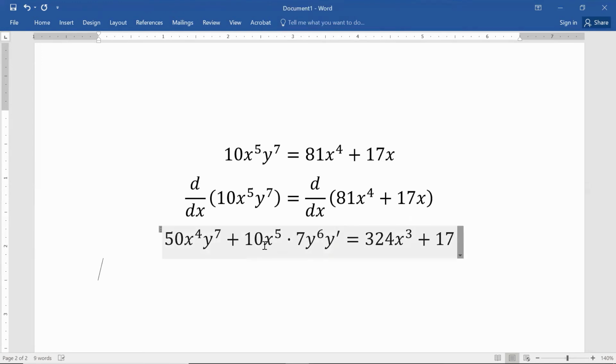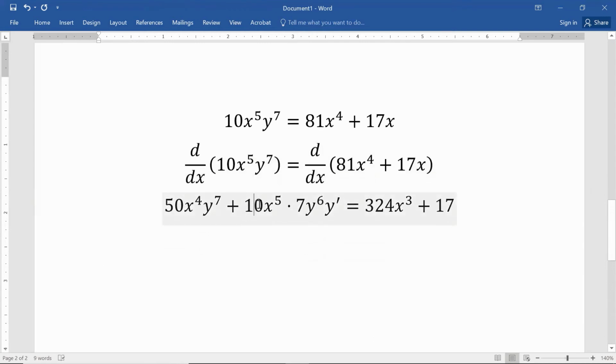I am going to do two steps at once. I'm going to multiply the 10 and this 7. And then I'm also going to subtract the 50x to the fourth times y to the seventh term. So I'm going to do that all at once. Hopefully this doesn't throw you off. So 10 times 7 is 70.